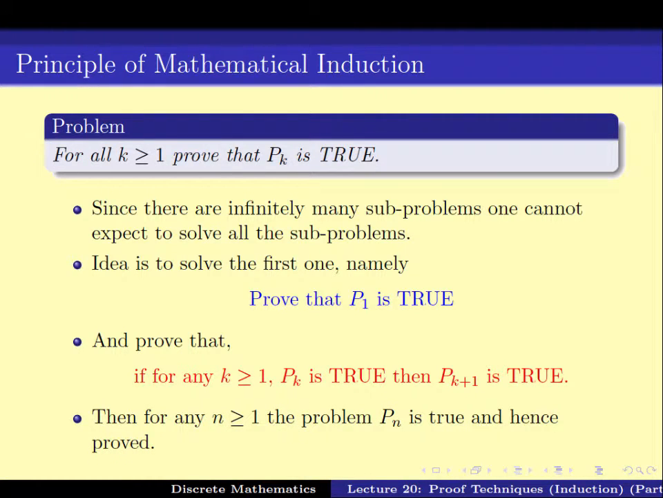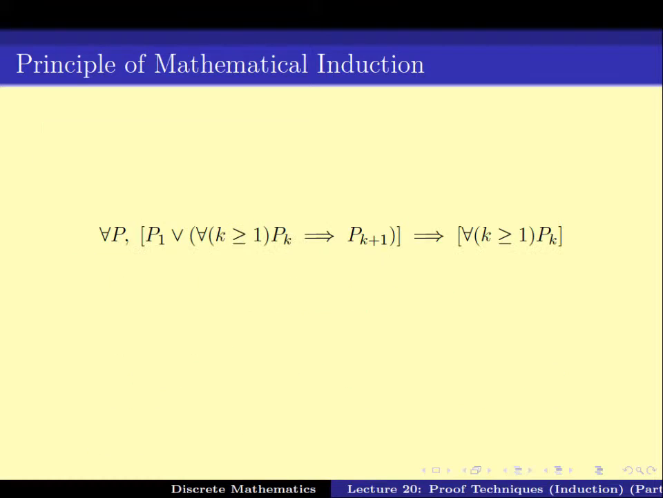Now if you prove this, we expect that we prove Pn for all n. Why? P1 is true, so P1 is true implies P2 is true, P2 is true implies P3 is true, P3 is true implies P4 is true, and so on and so forth. The fact that this does prove for all n is given by the principle of mathematical induction, which basically states that proving for all k Pk is basically the same as first proving P1, and for all k proving Pk implies Pk plus 1.